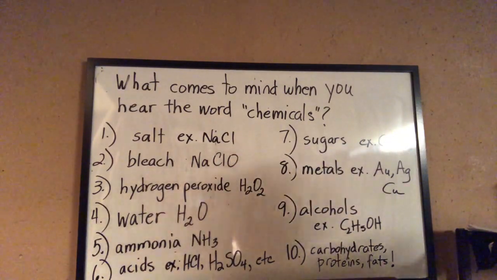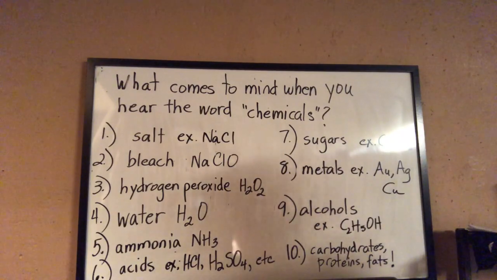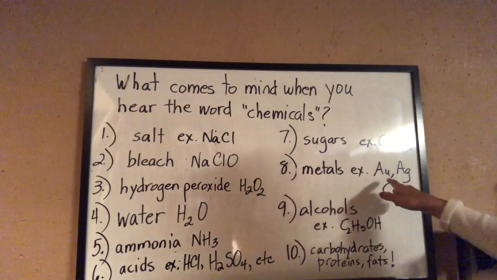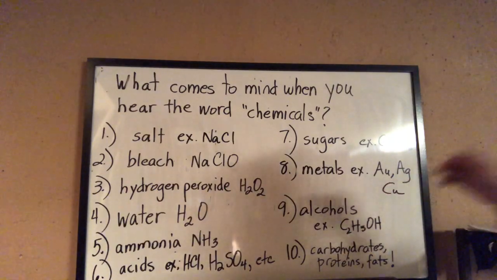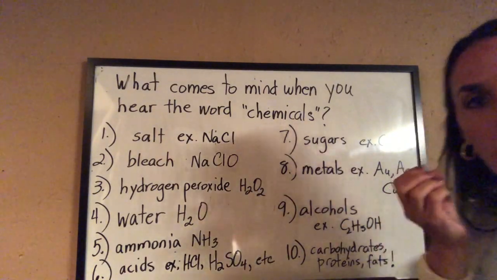Sugars are also chemicals. Here I have the formula for glucose, which is blood sugar, but you have other sugars as well: fructose, sucrose. Metals are chemicals. I have here the symbols for gold, silver, and copper. All of these metals are chemicals.